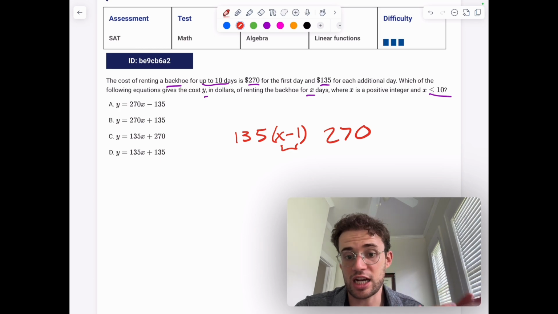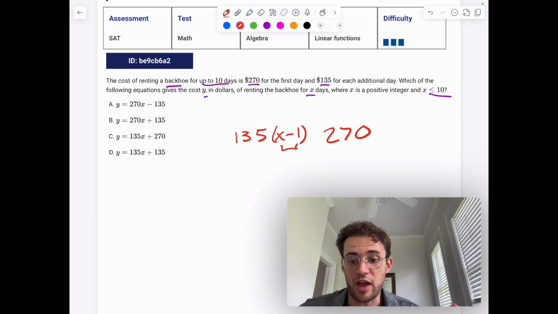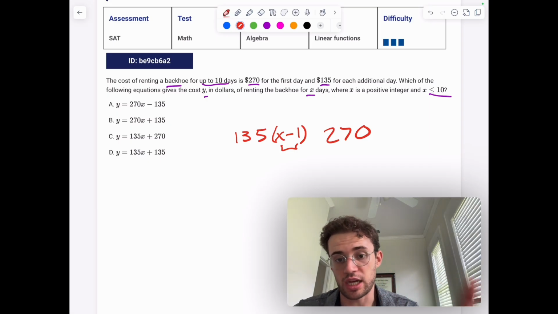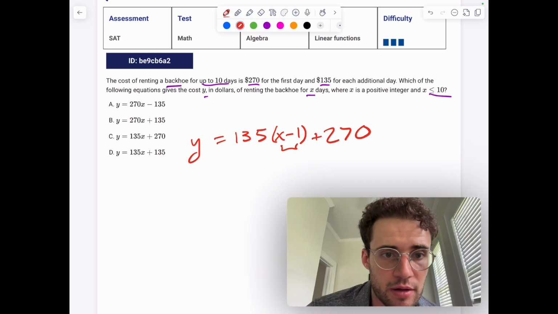So if you did 3 days, then x minus 1 would be 2, because it's the first day plus another 2 days. If you did 9 days, then 9 minus 1 gives 8. It's 8 days and the first day. That's 9 days. Right, so this is the cost, and we'd say that's equal to y, the cost in dollars.